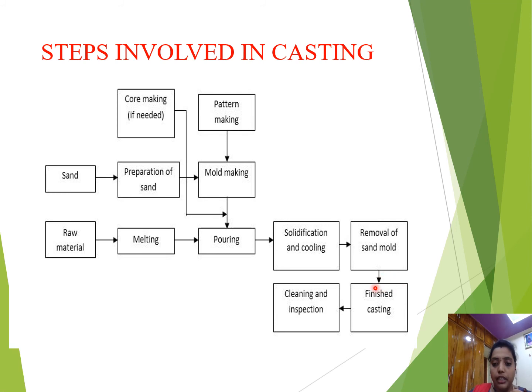After that the finished casting takes place. That object is known as casting. That is known as finished casting. After finished casting, what will we do? Cleaning and inspection. Cleaning means the sand material which is covered with that casting can be removed by using the cleaning and inspection method. After cleaning, inspection: any defects that happened in that casting material, etc., can be found in this inspection method. Okay, this is the whole set of steps involved in casting. This is a very important question.